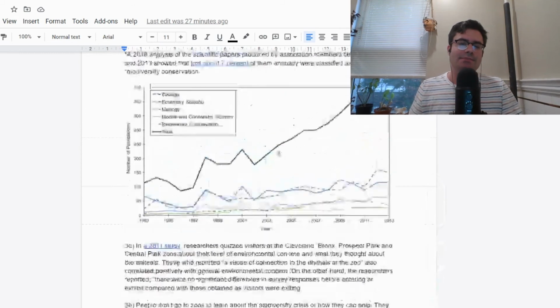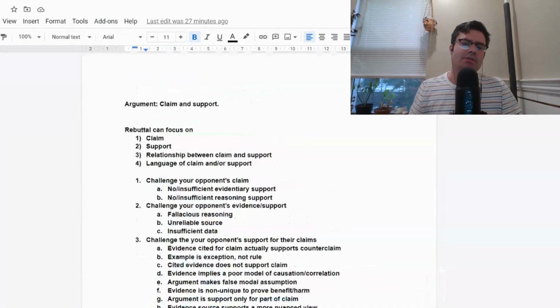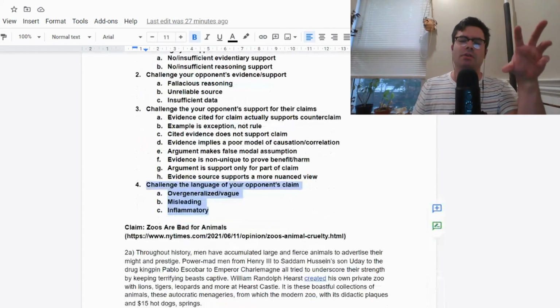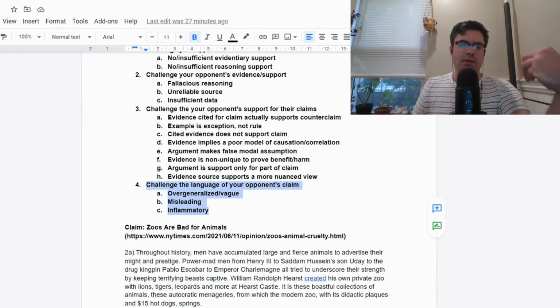All right, finally, we can actually look at the language of our opponent's claims, which is a little bit different from challenging the claim, the support, or the relationship between the claim and the support, because we're focusing on their choice of words, how they phrase something, and often this is related to the relationship between the speaker and the audience with a specific claim. So a couple of problems you might have: they might use language that's vague or overgeneralized.